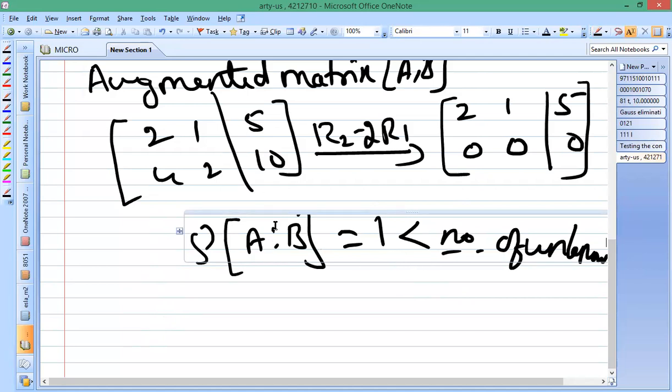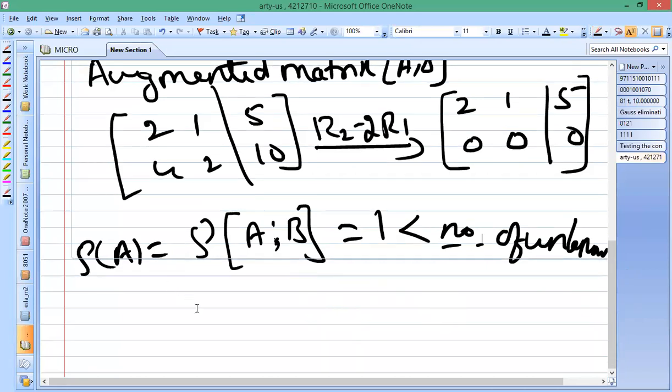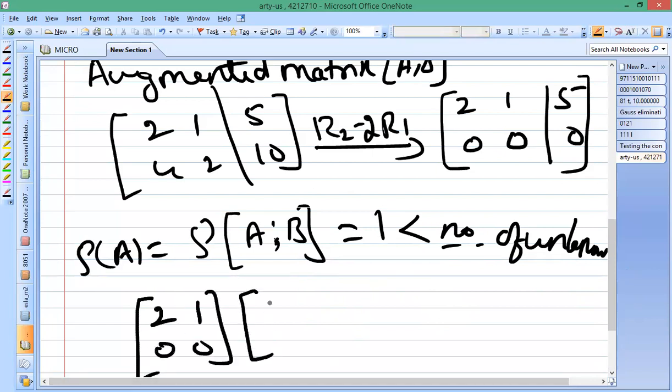Whatever rank you have obtained for matrix A as well as A comma B, which is equal to 1, shows that the rank is less than the number of unknowns. So even though the system is consistent, it may have infinitely many solutions. Here we'll show that. We write the reduced form: 2, 1, 0, 0 multiplied with x, y is equal to 5, 0.